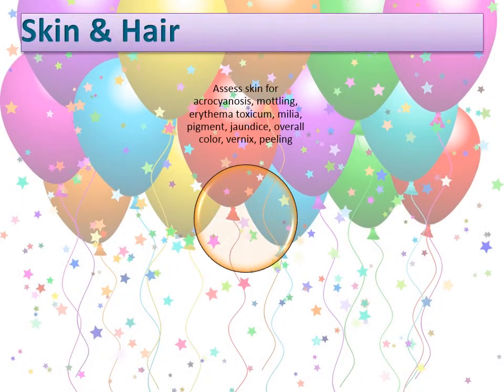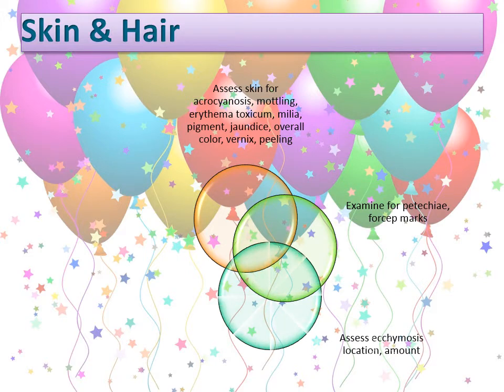Okay, so when assessing the skin and hair, you want to assess skin for acrocyanosis, mottling, erythema toxicum, pigment, jaundice, overall color, vernix, and peeling. Be sure to examine for petechiae or forceps marks. Assess for ecchymosis, location, and amount.